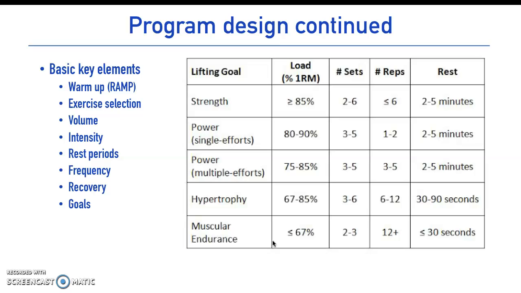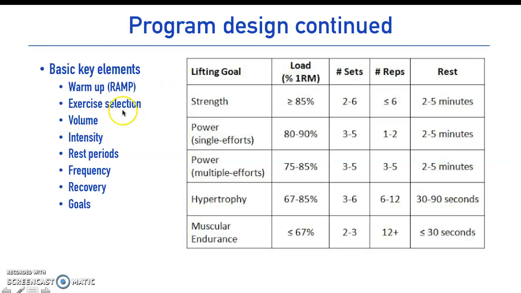Program design continuing. Okay, so we've got basic elements of what a program needs. You need a warm-up. Okay, remember the RAMP protocol. You raise your heart rate, activate the muscles, mobilize the muscles, and potentiate. Remember, potentiate meaning trying to get the body used to whatever the program has in store for the athlete.